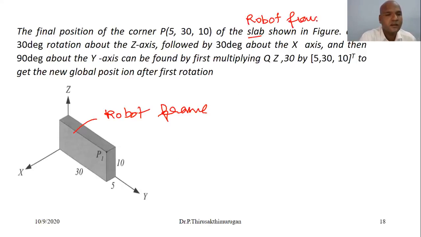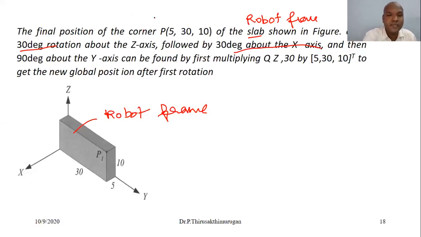After 30-degree rotation about Z axis, followed by 30-degree about X axis, then 90-degree about Y axis, it can be found by first finding the rotation of Z by 30 and multiplying by the transformed matrix of 5, 30, 10 to get the new global position after the first rotation. So let us do the calculations.